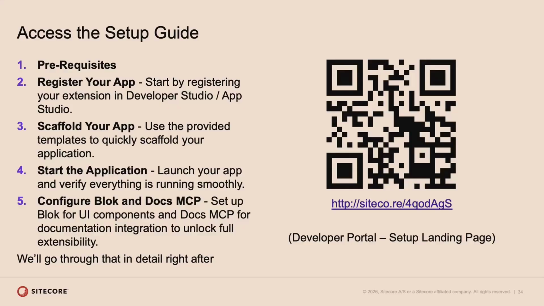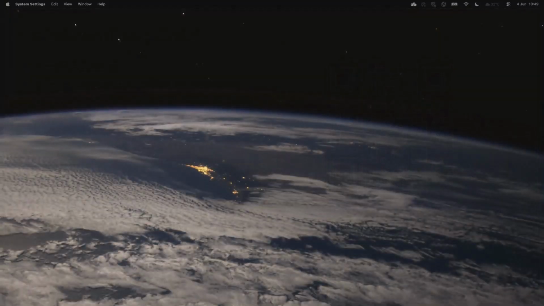So we're going to start off registering an application in SitecoreAI. We're going to then scaffold the application using our templates to quickly build out the app. We'll launch it locally on my developer machine, and we'll configure Blok and a Docs MCP server, making sure that once we start building the app out, it's going to have the correct UI elements. And we're going to be using a vibe coding approach to build this, so the Docs MCP is going to help us with a bit more accuracy around that. Okay, so I think at that point, we will start to actually take a look at some code.